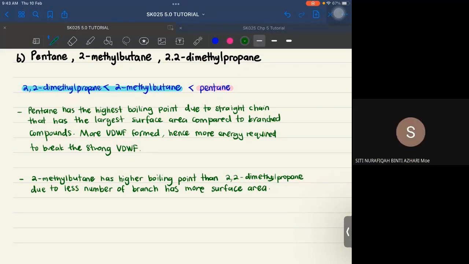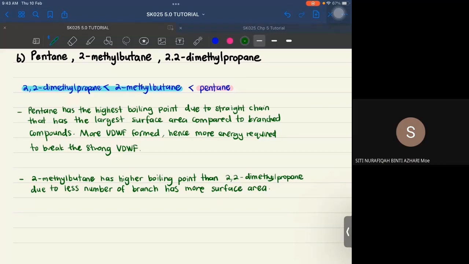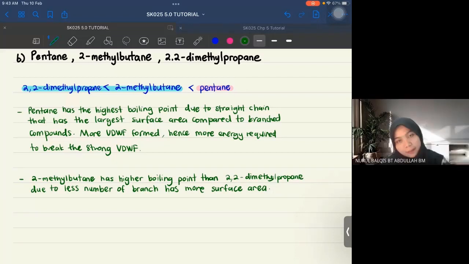Right. Miss, nak tanya. Kita kena mention ke yang tiga-tiga tu ada same number of carbon? Tak perlu. Selalunya bila trend kita fokus pada differences. Boleh je kalau awak nak buat statement tapi tak ada markah kat situ untuk similarities. Mungkin awak nak buat mukadimah dia, for molecule with the same molecular weight, branching decreases surface area. Tapi tak ada markah pun kat situ.